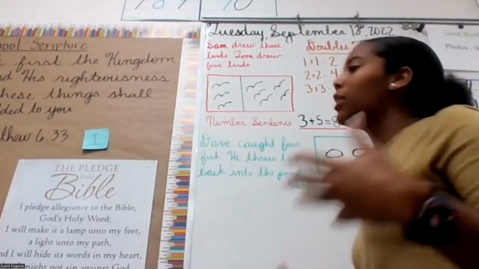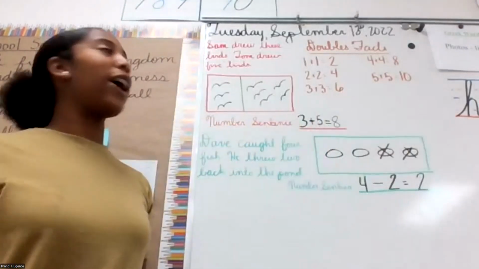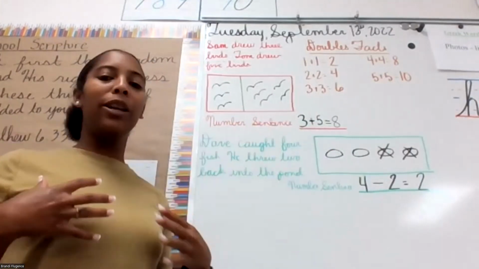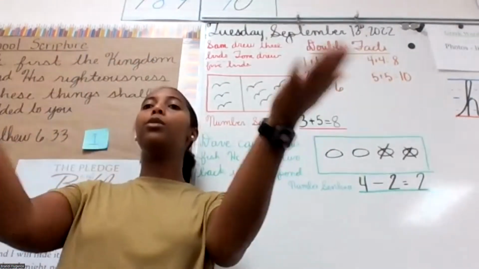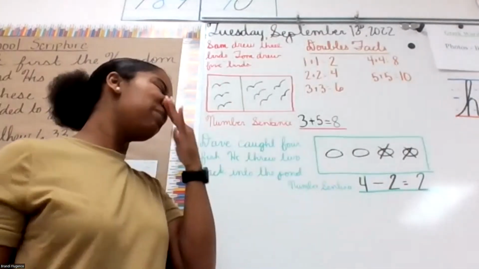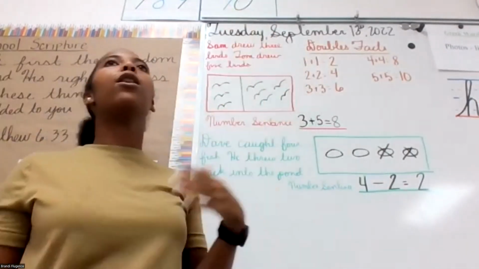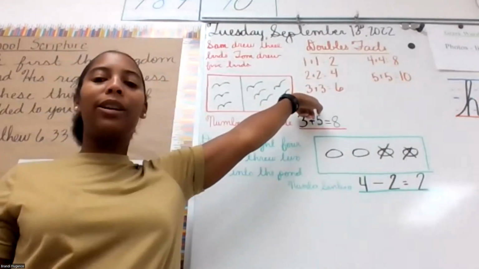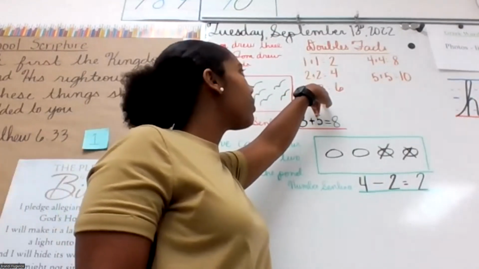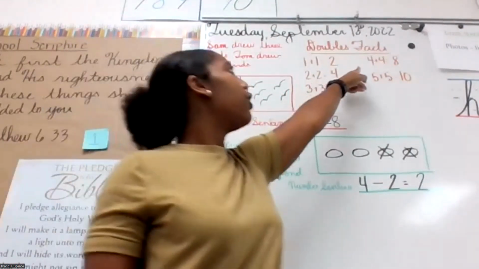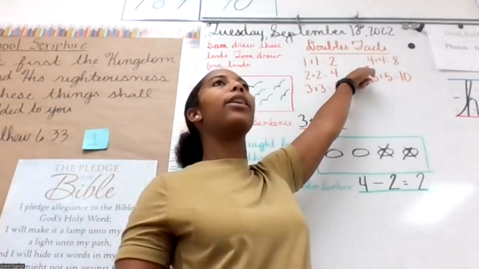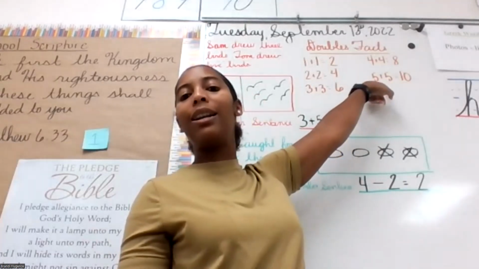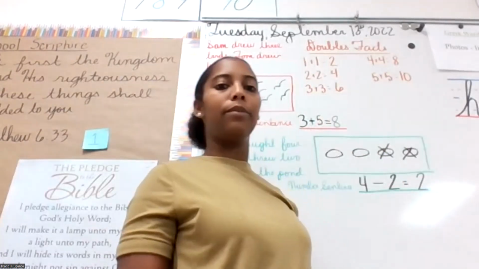Okay, so repeat after me. I'll teach you the song for our doubles facts. Doubles facts are when we're adding the same number twice. After me: 1 plus 1 equals 2. Ooh. 2 plus 2 equals 4. More. 3 plus 3 equals 6. Kicks. 4 plus 4 equals 8. Great. And 5 plus 5 equals 10 again.